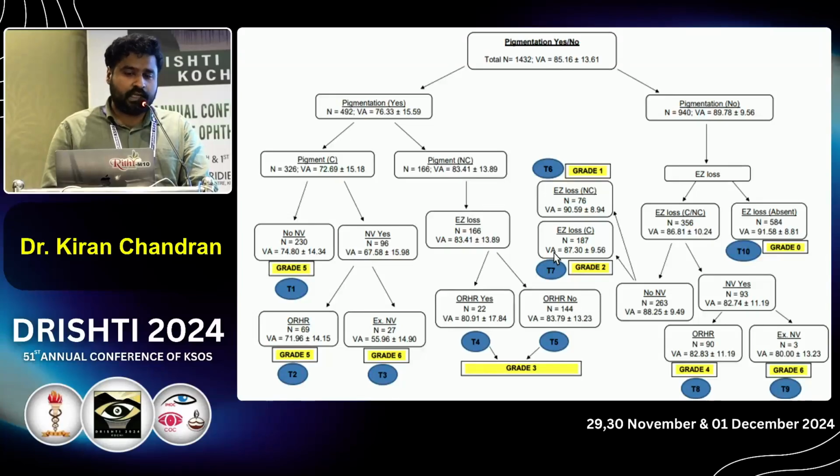So this is a CART algorithm which shows that pigmentation is taken as a common attribute, and we split the pigmentation into eyes with central pigmentation and non-central pigmentation, and eyes with no pigmentation. So eyes with pigmentation had reduced visual acuity, and the grading of macula was in the higher grades. And as you can see on the right hand side, the eyes with no pigmentation had better preserved visual acuity with grading between 2 predominantly.